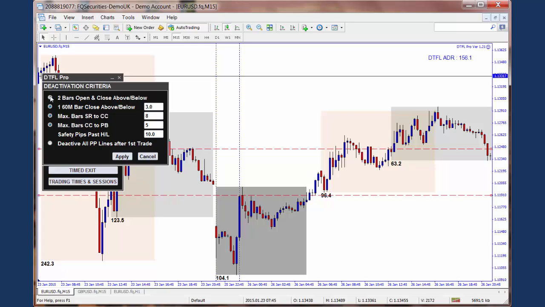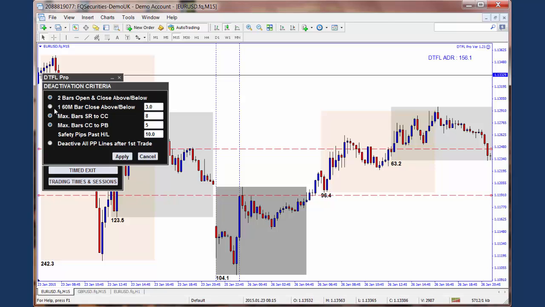So the first one is quite easy. I'm sure you've seen it many times in the rooms. It is 2 bars open and close above or below the line. When we're talking about an upper PP line, it must be 2 candles or 2 bars open and close above the line. For a lower PP line, it must be 2 bars or 2 candles open and close below the line. This is an option you can have on or off. You can decide to have it off, and that is the general way that Sterling deactivates a line through price action.